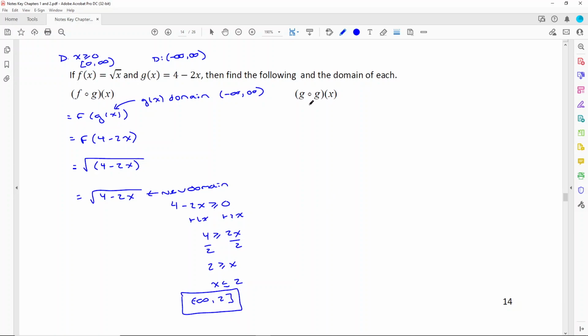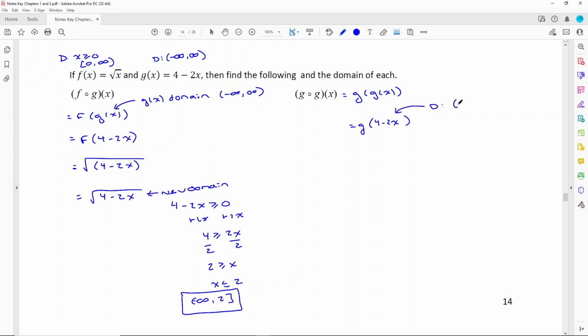So what if I wanted to find g of g of x? This time I'm plugging my g of x equation into my g of x equation. I'm plugging it into itself, which is super weird, but it happens. In other words, into the g of x equation, I'm going to put in 4 minus 2x. Now at this point, I'm going to keep track of my domain.